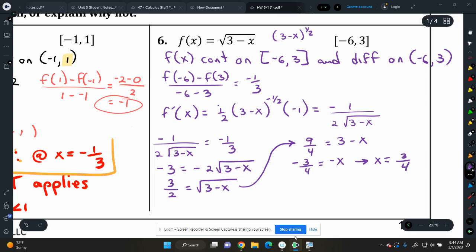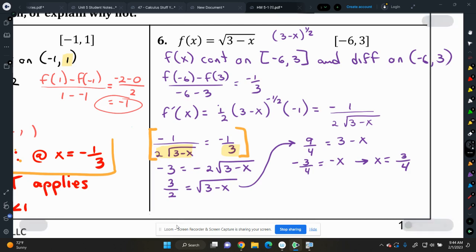Okay, let me just show you a shortcut way of solving this equation. Since both sides of the equal sign have a negative 1 in the numerator, we can take a shortcut and just set the denominators equal to each other. 2 square root of 3 minus x equals 3. So that's a little bit of a shortcut.